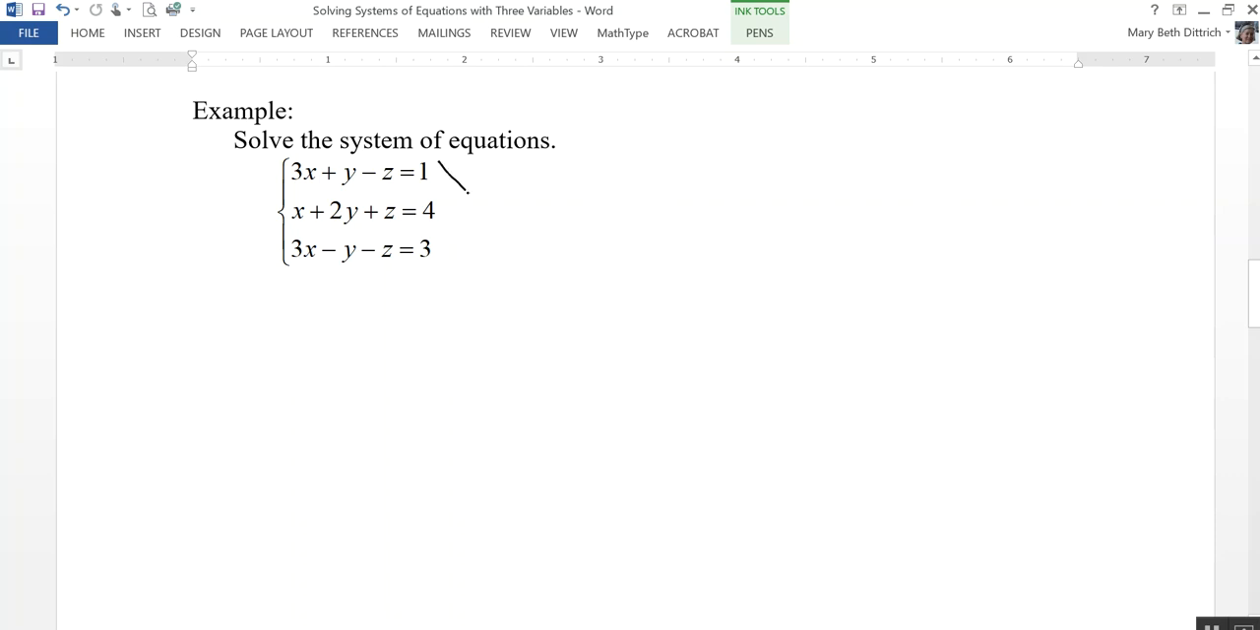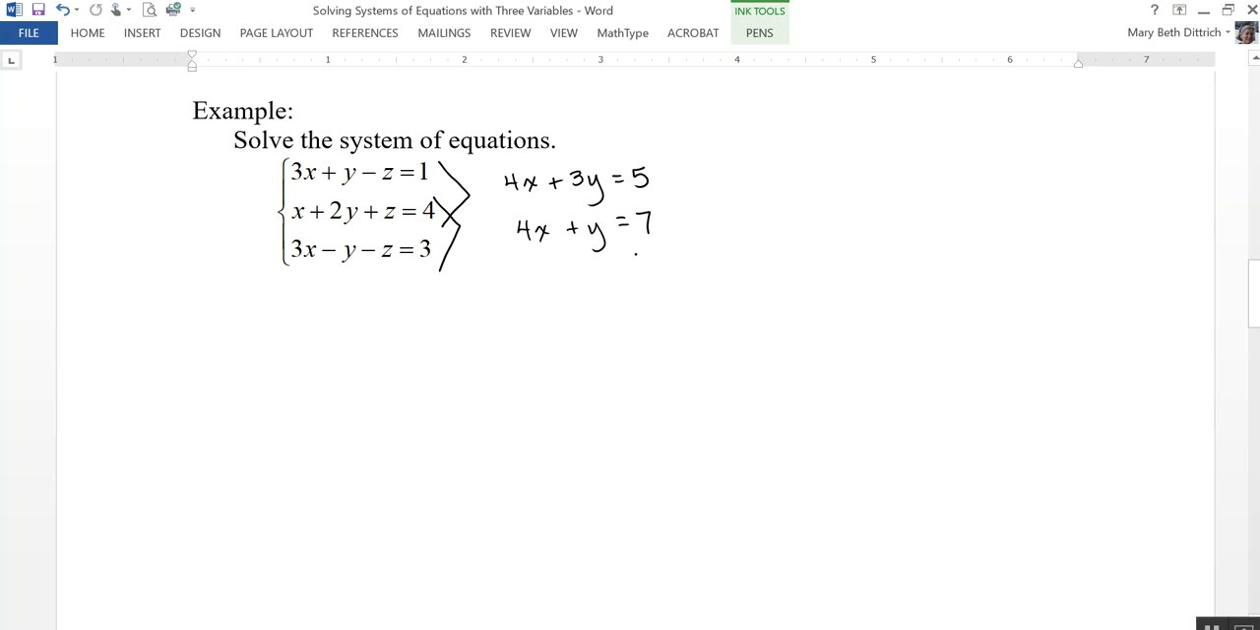So if I take these first two equations here, and if I add those, I'm going to eliminate z and be left with just an x and a y. So let's add those two equations. So that's going to give me 4x plus 3y, and my z's eliminate, equals 5. Now, if I add the second and the third equations, again my z's will eliminate, and I have 4x plus y equals 7. So notice I've taken the first two equations and added those to eliminate z, and then the second two equations and added those to eliminate z as well.